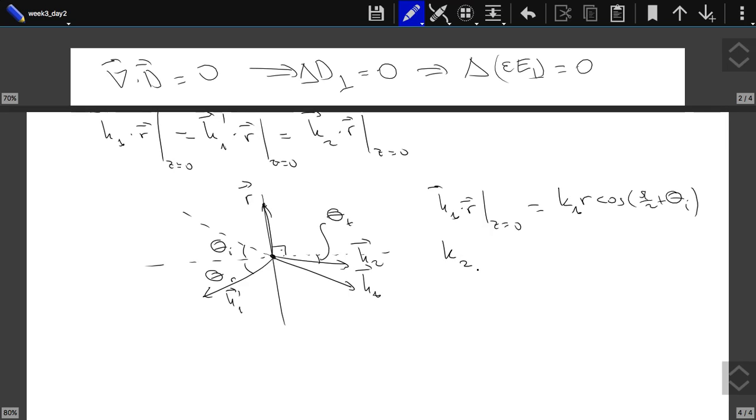Now, K1 prime dot R, at Z equal to 0. Well, by the way, this condition that Z is equal to 0, I satisfy by choosing my R vector on this plane. K1 prime dot R is, well, the magnitude is again K1 times R times the cosine of the angle between them. Well, this is my K1 prime, this is my R, so the angle between them is pi over 2 plus theta R.